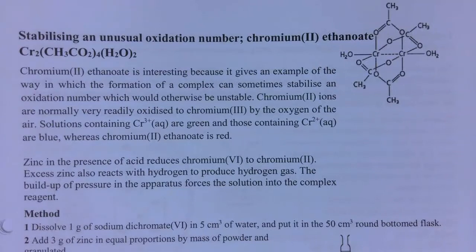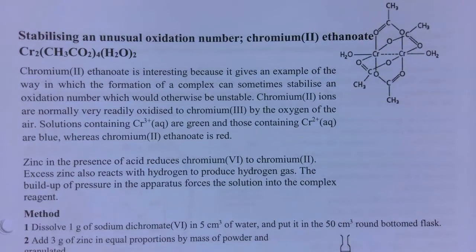So we're on page 12 of your notes. And we're looking at how we would stabilise an unstable oxidation state. In this case, we're looking at chromium 2. Now, chromium 2 is the blue chromium species. It's very easily oxidised to chromium 3, which is the green solution. In fact, all it would take was exposure to air, because chromium 2 can be aerially oxidised to chromium 3.